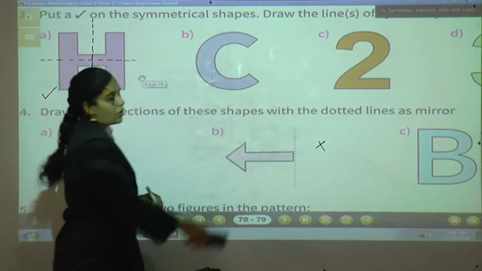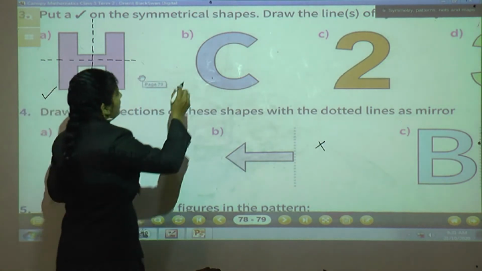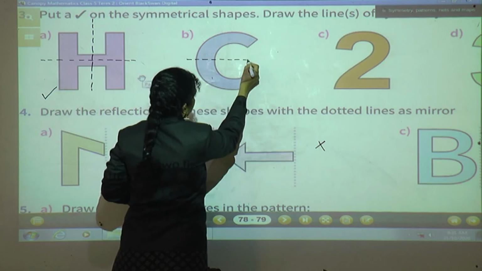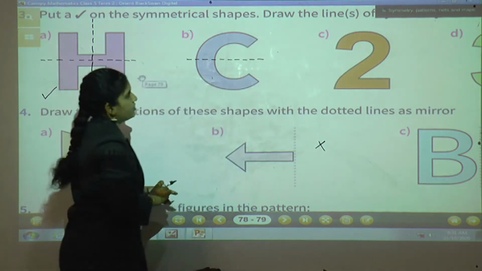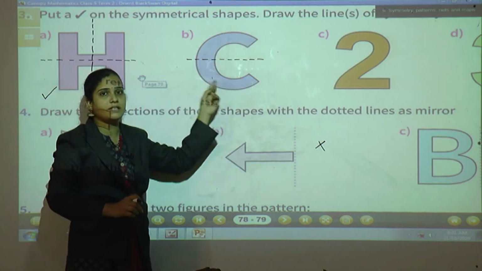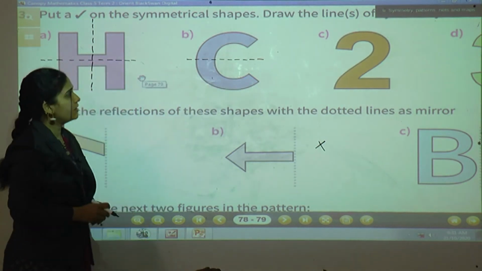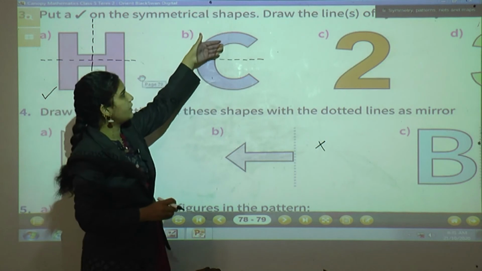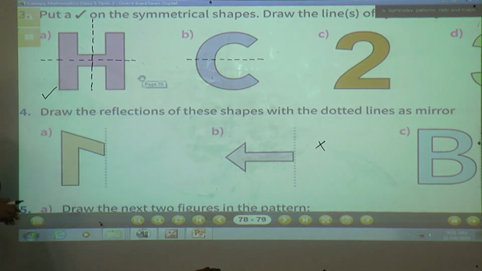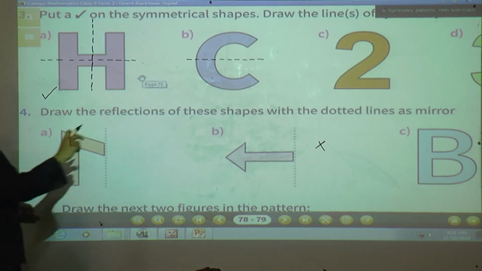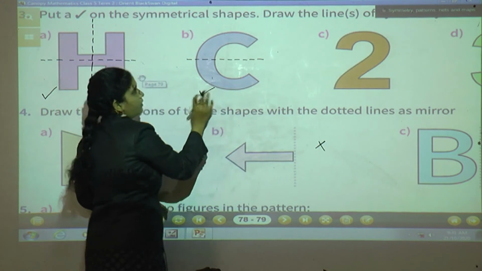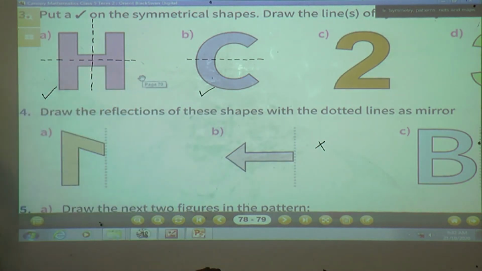Now we see the horizontal line. Here if I draw the line horizontal, that means a line of symmetry, can this horizontal line divide the C into two equal parts? Yes. When we fold it, we will get two equal parts of a C. So that's why here is a horizontal axis of symmetry and put a tick here.